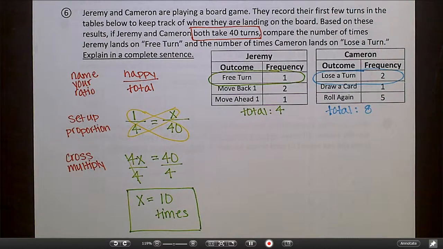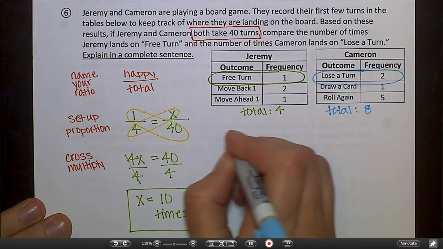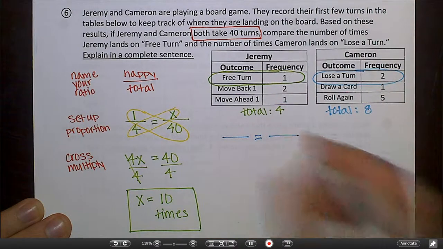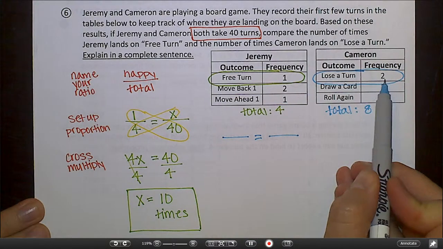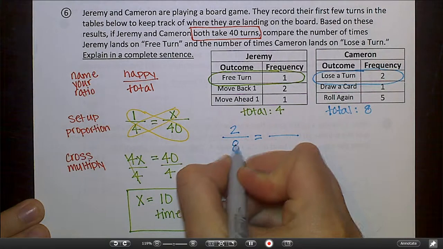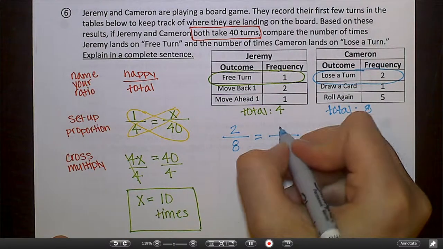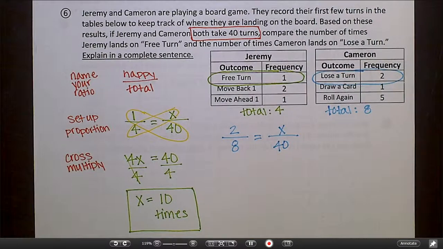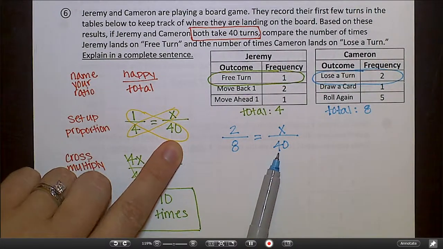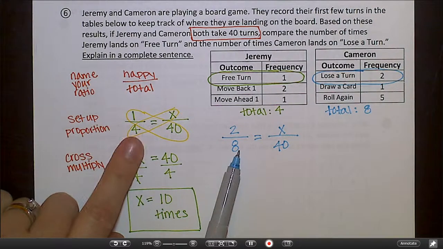So let's go back over here and do the same thing with Cameron. So we've named our ratio. We're going to stick with that, happy over total. Let's set up our proportion. So he got what he wanted 2 out of 8 times. 2 out of 8. And I want to know the same thing that I wanted to know over here. How many times out of 40? So notice that this is the same. X over 40, x over 40. This is based on Jeremy's chart, and this is based on Cameron's chart. 2 out of 8 or 1 out of 4.